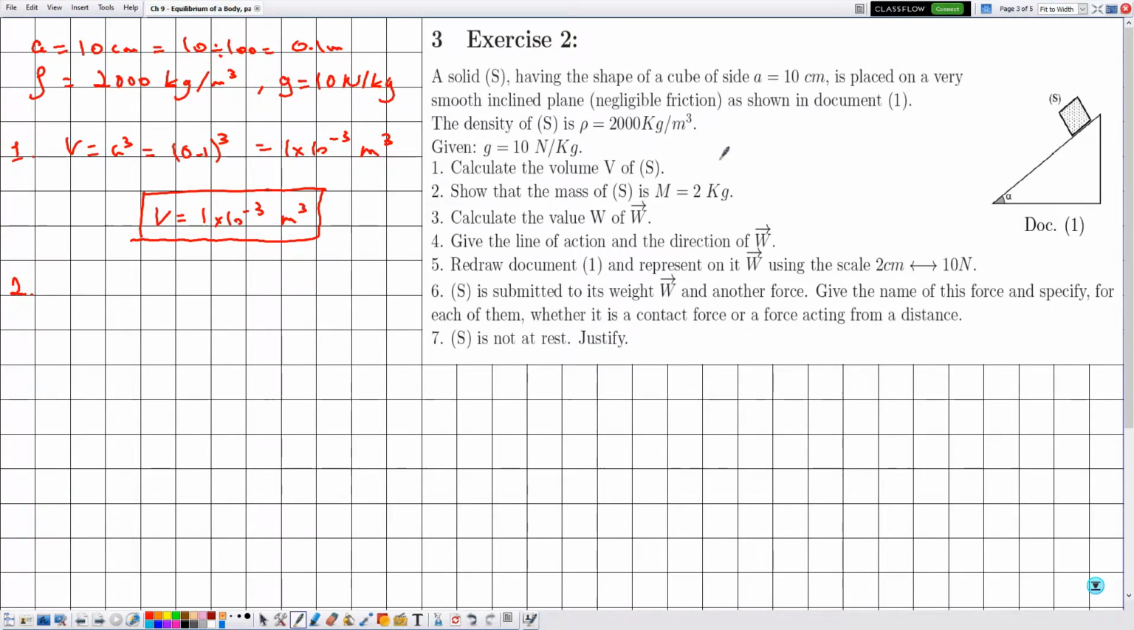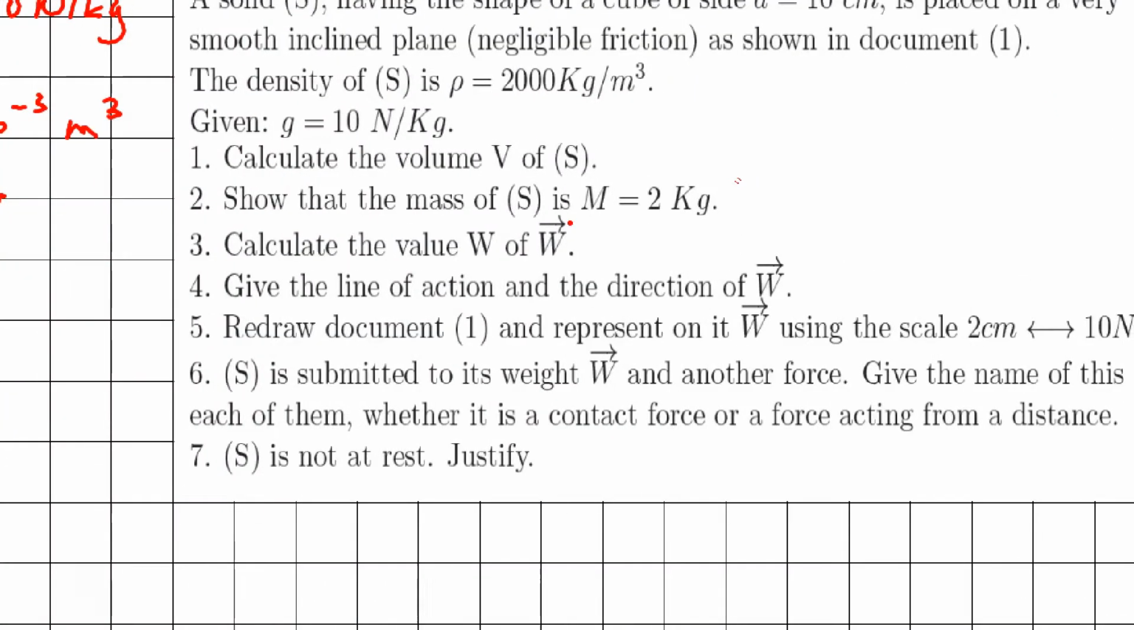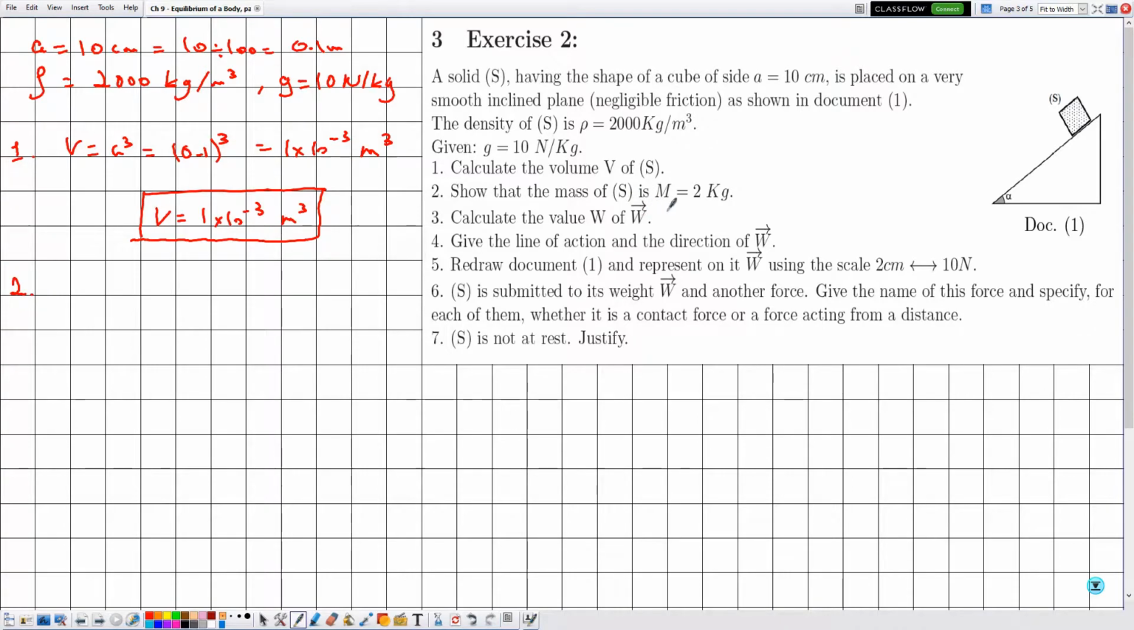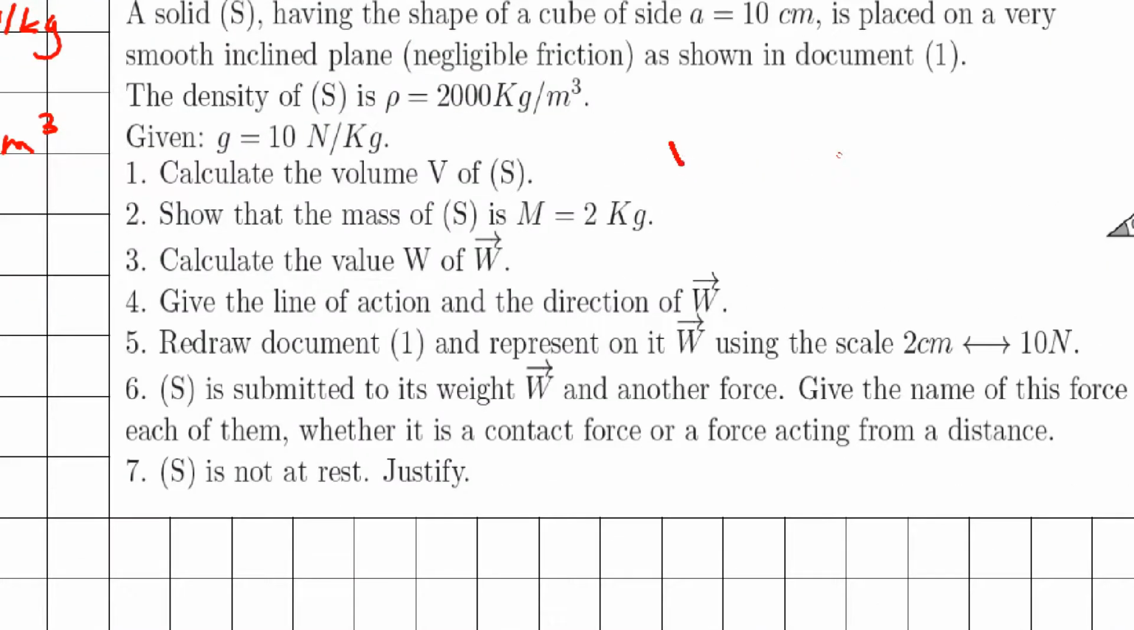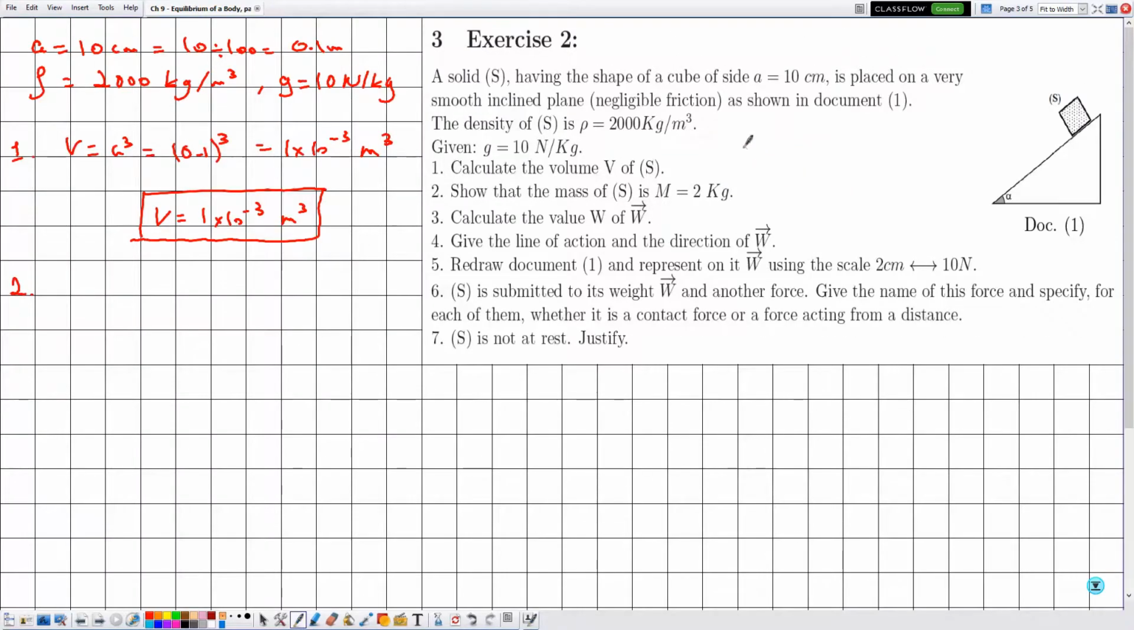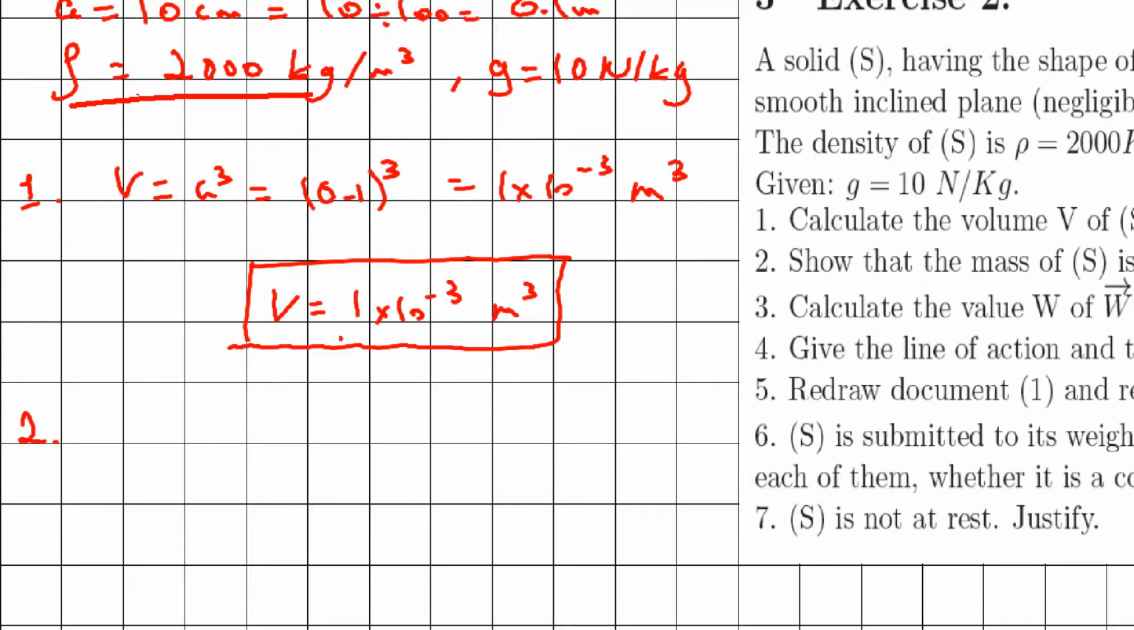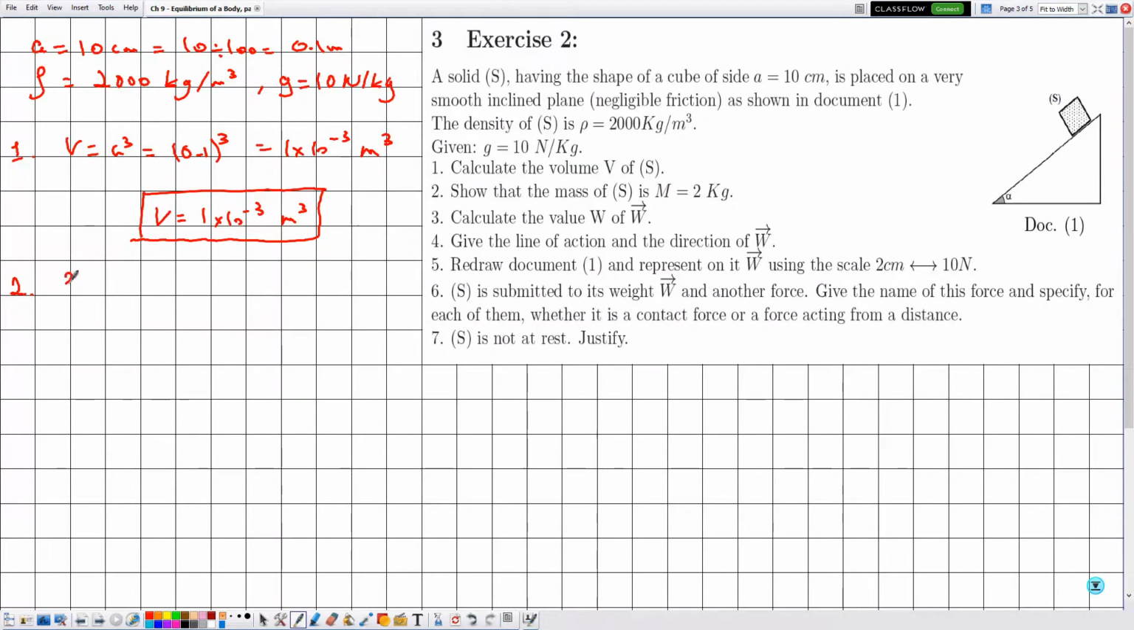Now as for number 2, they are telling us show that the mass of S is m is equal to 2 kilograms. So for example, one of the methods to calculate the mass is from the formula using weight, which is equal to m multiplied by g. But in this case, weight must be given. We don't have the weight. However, we know the density, we know the volume. So mass can be calculated using the following formula.